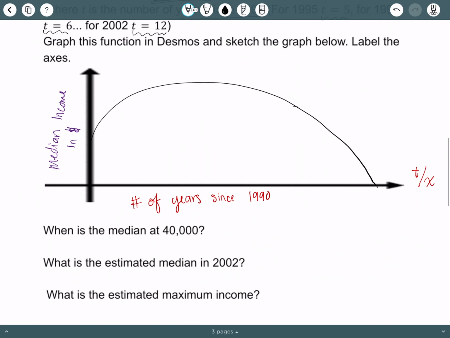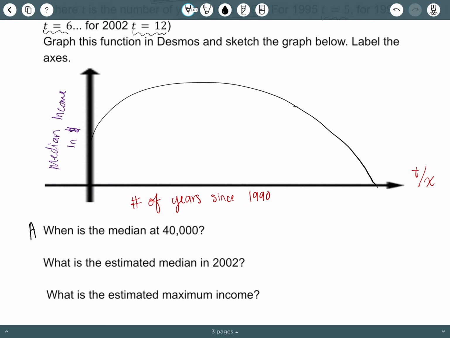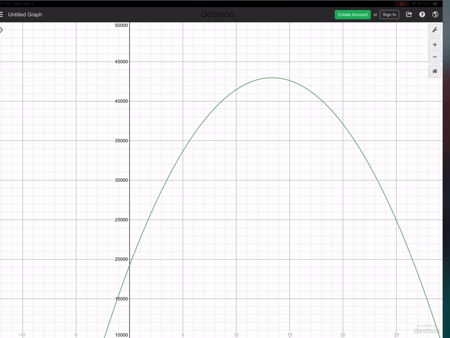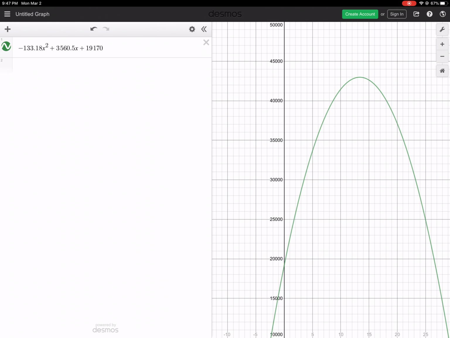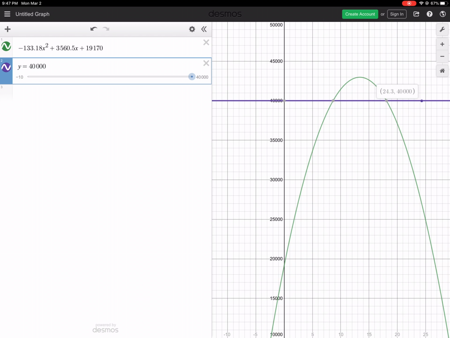So after we've graphed this, we need to look at when. So the first question is a when question. So when this starts with when, I'm looking for x equals what? Is the median income 40,000. So median income 40,000 means my y is going to equal 40,000. And I can make this a separate line on Desmos. So open up a new line and write y equals 40,000. And you'll see this line pop up here. Mine's purple, but yours could be any color it chooses.